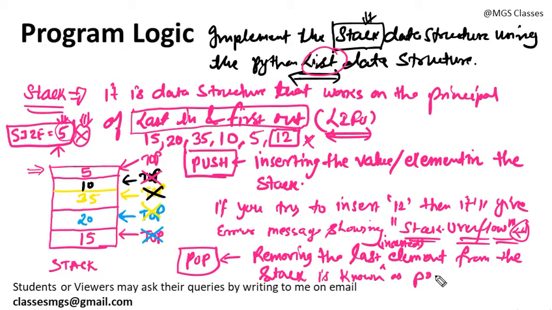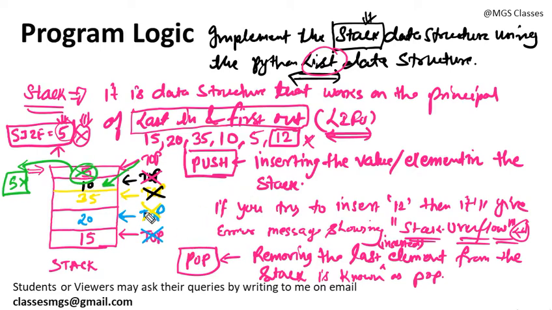Suppose you do the pop from here, removing this 5 from the stack. Then this 5 will be removed, this space will be free, and your top will again point to which position? Your top will now point to this 10, because 5 is removed.